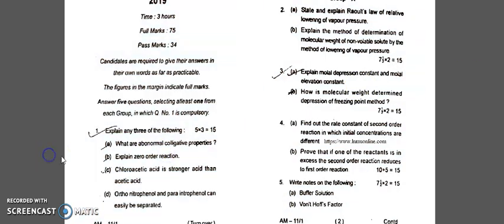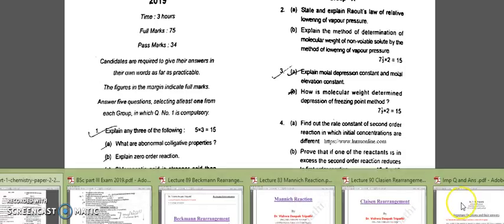The question asked is: chloroacetic acid is stronger acid than acetic acid. यहाँ पे हमें बताना है कि क्लोरोएसिटिक एसिड ज़्यादा स्ट्रॉन्ग एसिड है एसिटिक एसिड से. तो इसको समझने के लिए हम एक कंसेप्ट अप्लाई करेंगे और वो कंसेप्ट है इंडक्टिव इफेक्ट. We will see how this concept will apply.